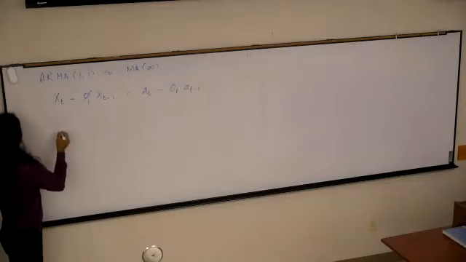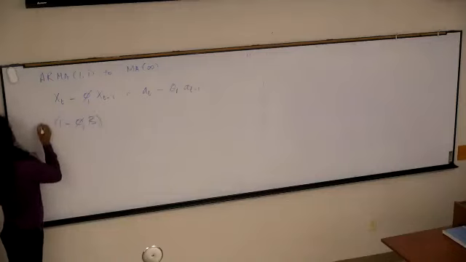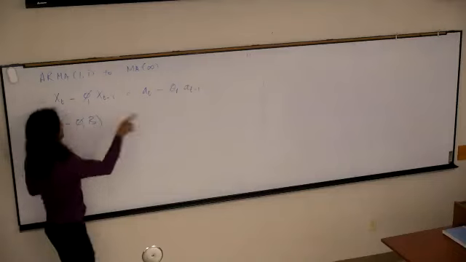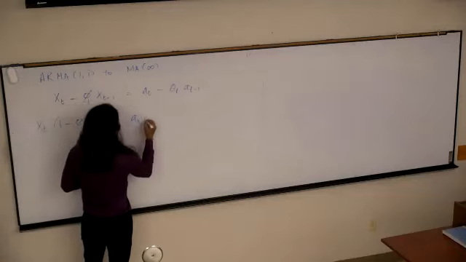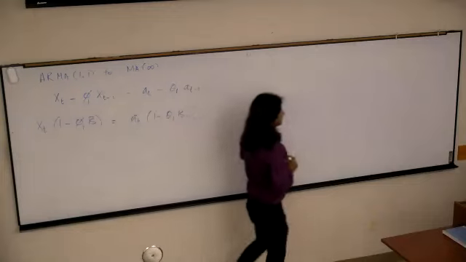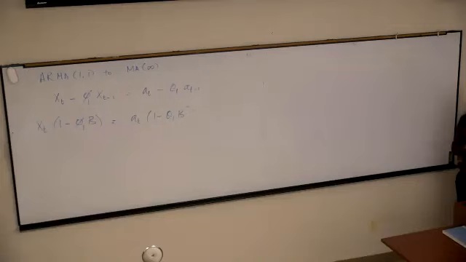If I apply the backshift operator, I can write the terms on the left-hand side as 1 minus phi of B times Xt. From that side, 1 minus theta1 times B. Good. Our objective is to convert ARMA(1,1) to MA infinity.